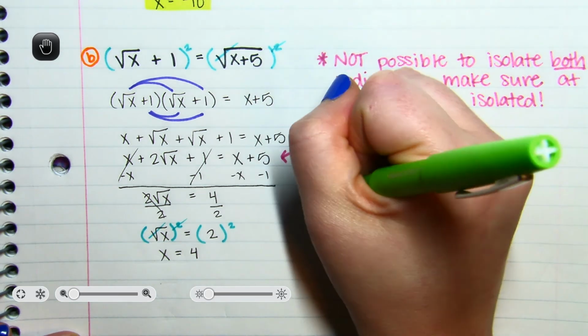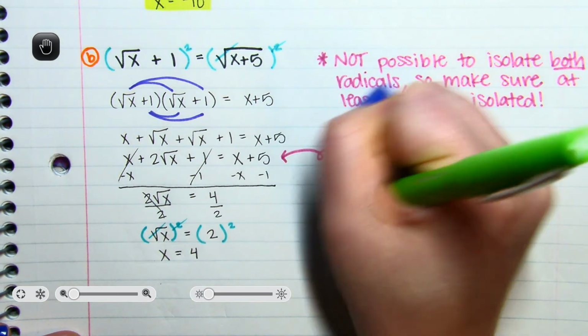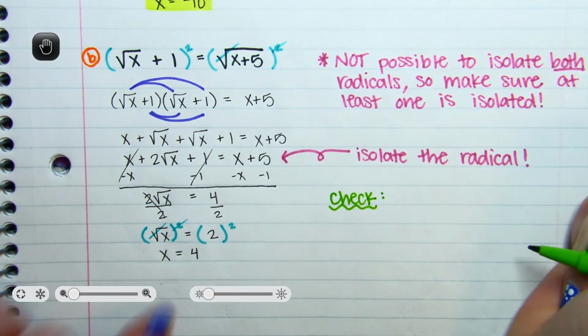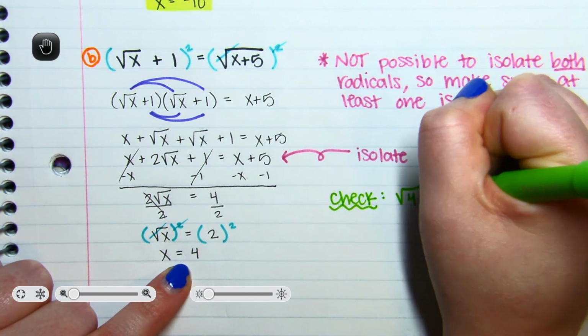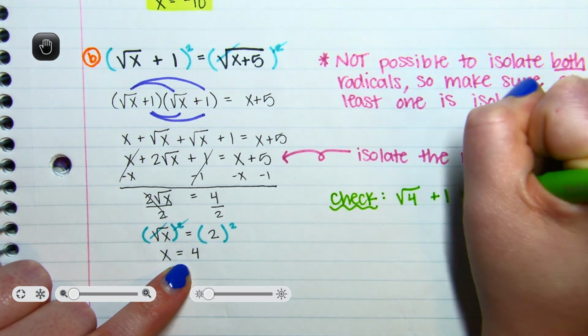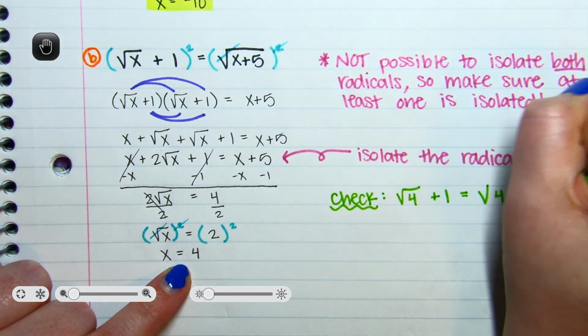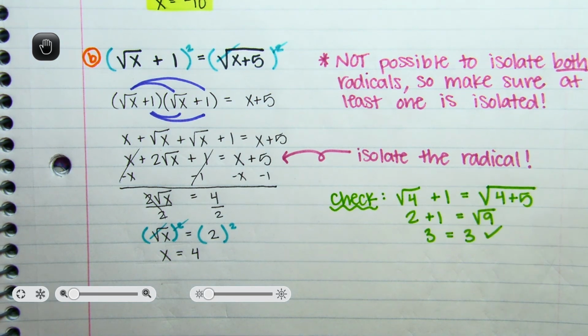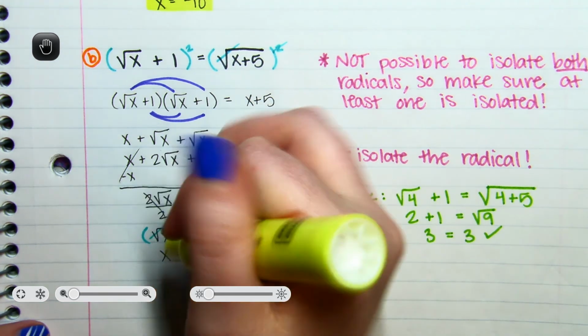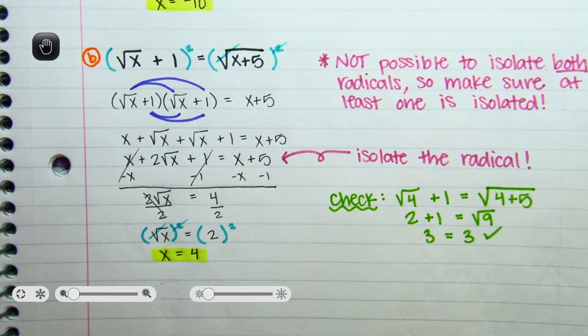Now we do still have to check. So plug in 4 into our original equation. So the square root of 4 plus 1 equals the square root of 4 plus 5. Go ahead and simplify that and then push play when you're ready to check. You should have gotten 3 equals 3, which is true. So it works. It is a solution.